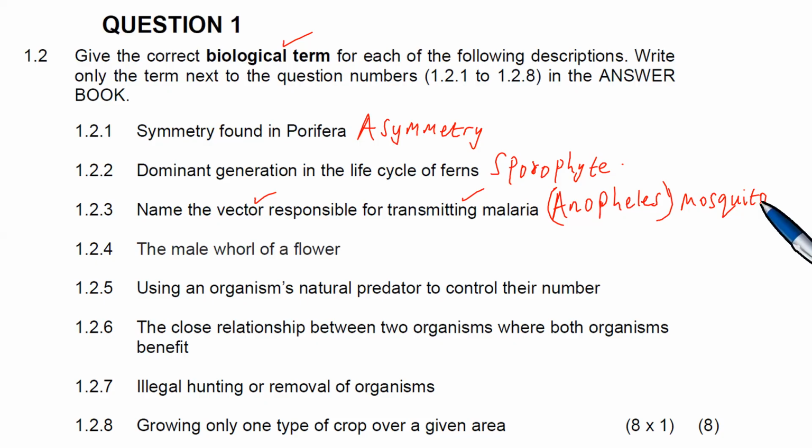Next, there is the male whorl of a flower. So, in other words, flowers are very important. We're yet to look at flowers in detail, but now I'm just giving some of the most important biological terms that must be known for exam purposes. Right. So, the male whorl of a flower. What do we call the male whorl of a flower? That one you must be knowing.